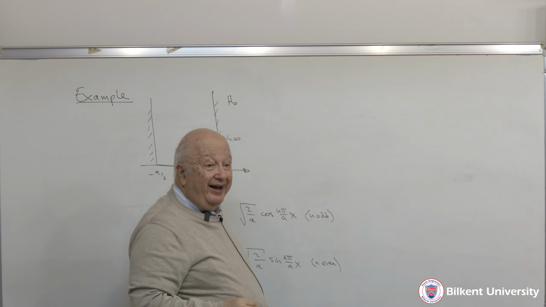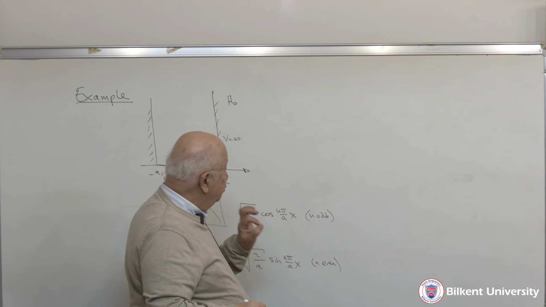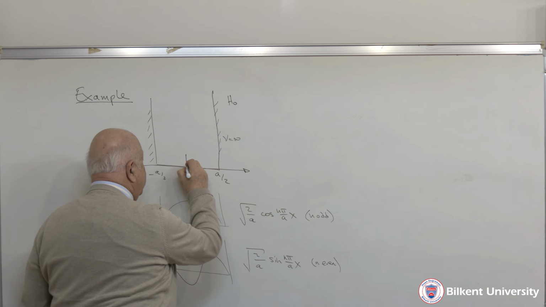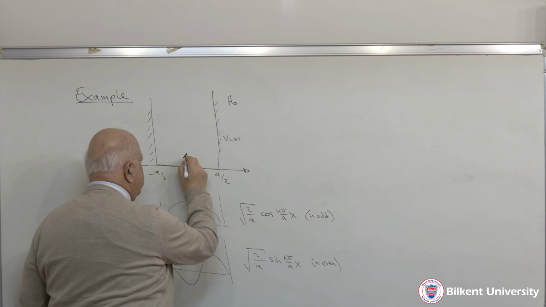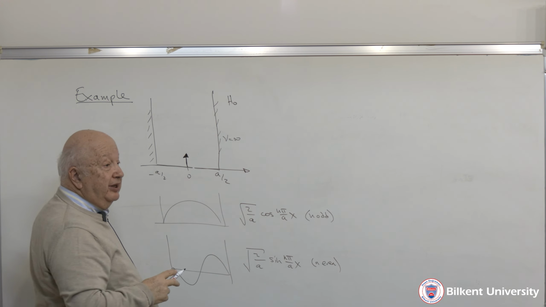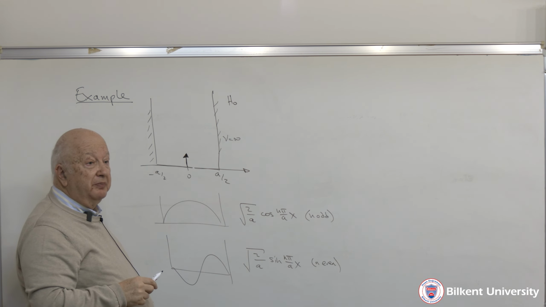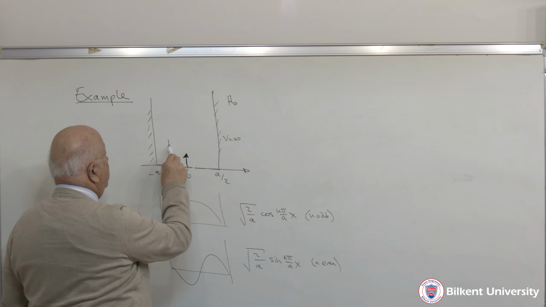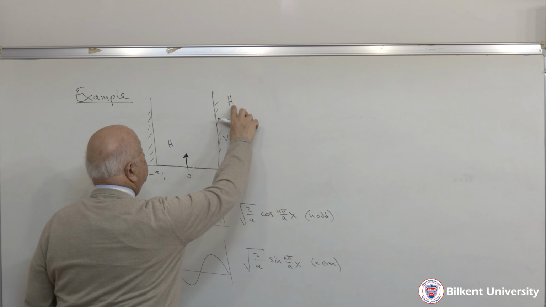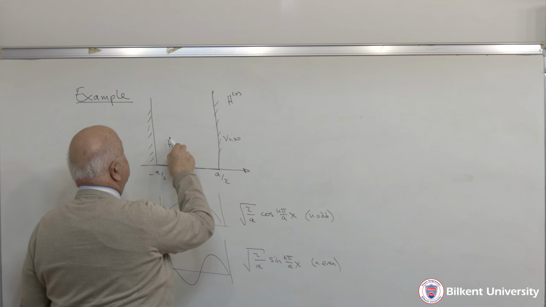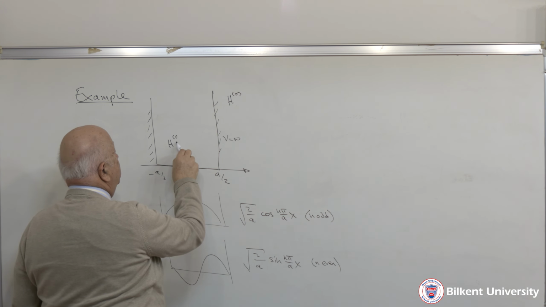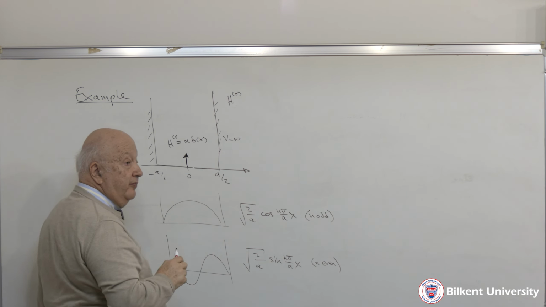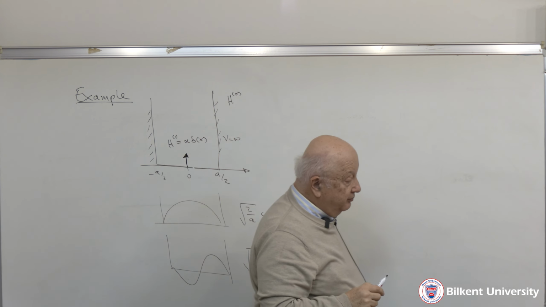Now I'm going to add some perturbation into the problem, and the perturbation is going to be a very simple one. I'm going to put a delta function potential in the middle of the box. So this H1 is going to be some alpha times delta of x.